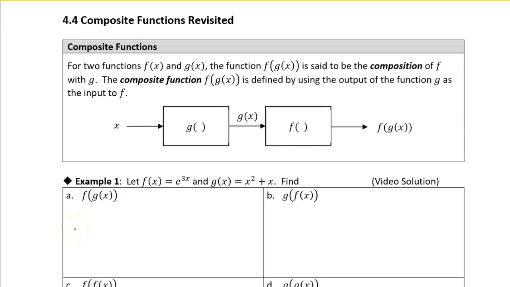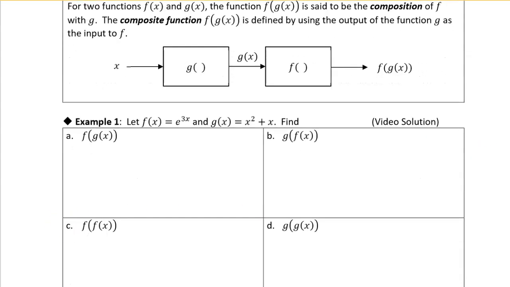All right, so today we're going to revisit the composition of functions. And if you recall from chapter 1, the composition of two functions is when we take the output of one function and feed it into the input of another function. So for example, if we take the output of g of x and we feed it into a function f, we end up with f of g of x. And that's said to be the composition of f with g. All right, so we're just taking the output of one function and feeding it into the input of another function.